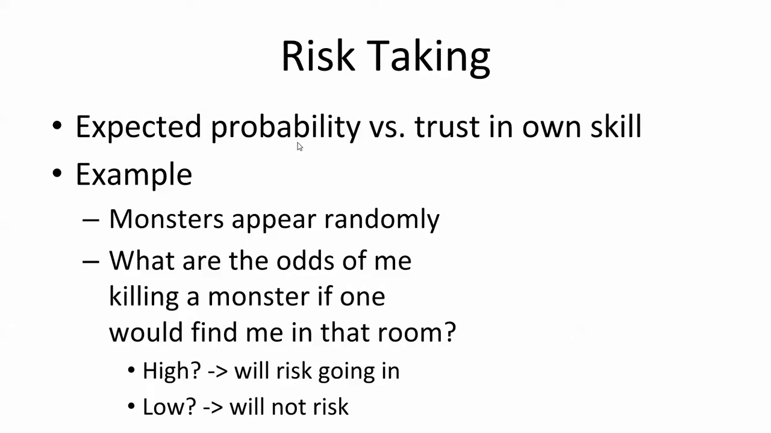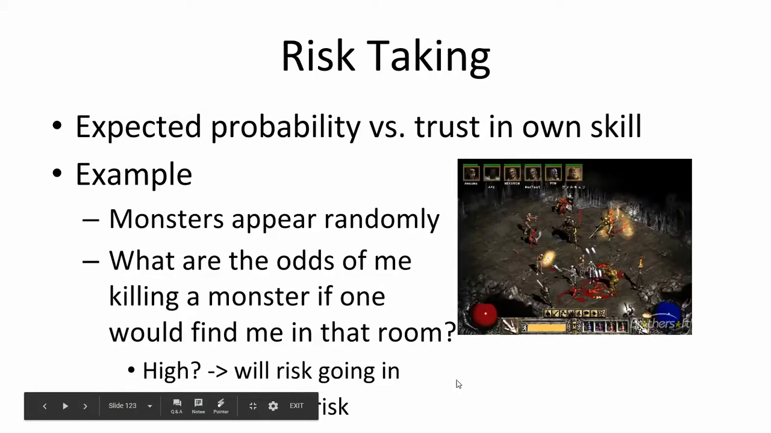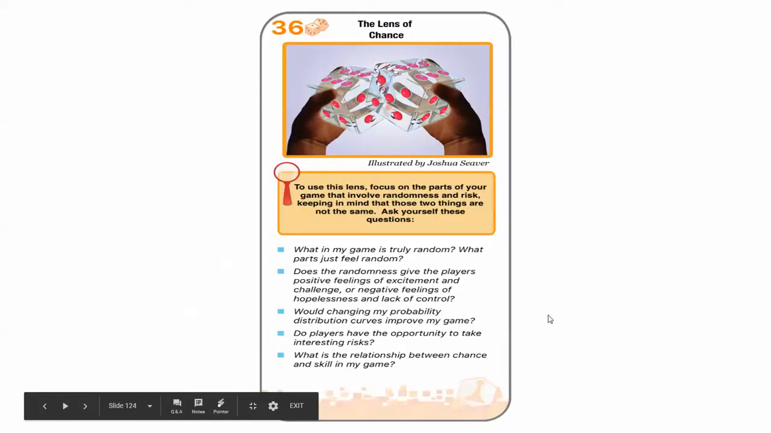So you have probability versus people's skill. For example, if monsters are appearing randomly, it's going to really affect the way people behave. If somebody wants to go into a room, what are the odds of there being a monster in there? And if there is a monster in there, can I kill it? What are the odds of me killing a monster if one would find me in the room? If the probability is high, you're going to actually go in. If it's low, they're not going to go in.